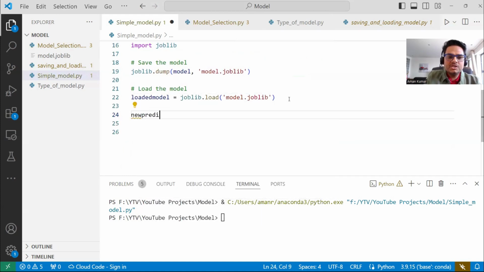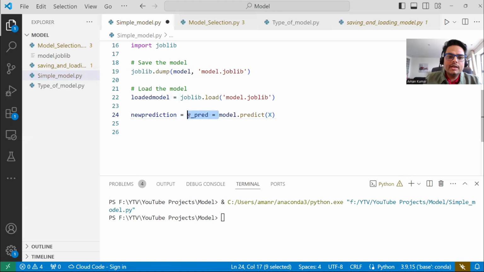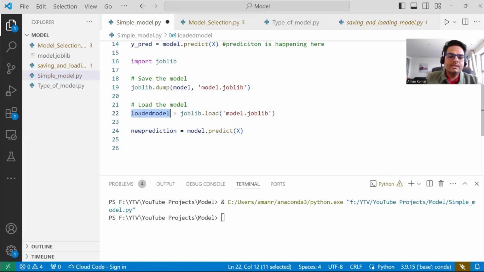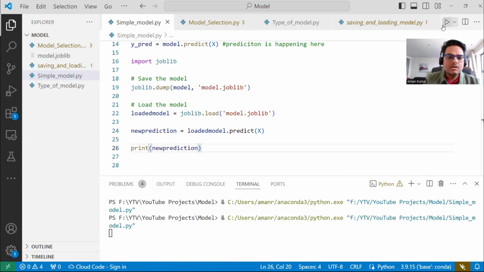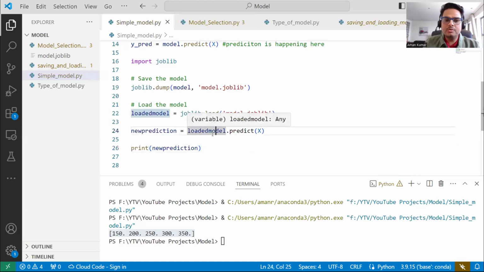New prediction is equal to, okay, I will not take the original model, rather I will take the loaded model. Okay, and then I will print. When I print that, what I expect is that my prediction should be the same as the original model's prediction. So let me try doing this. And if you can see, it is predicting the same results that we saw when we plotted the chart. So what I'm trying to show you from here is that models can be kept in the hard disk, reloaded and used. Okay, that is one another aspect of a model.